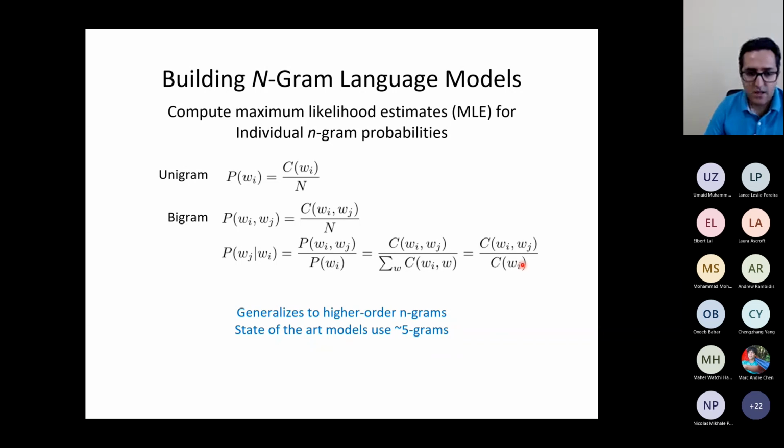So it's easy. Now, in reality and in the state of the art models, they typically use 5 grams, okay? So they look at the last 4 words.